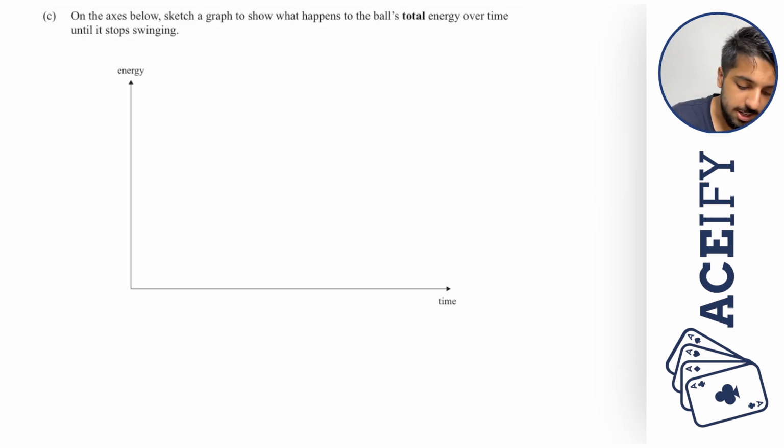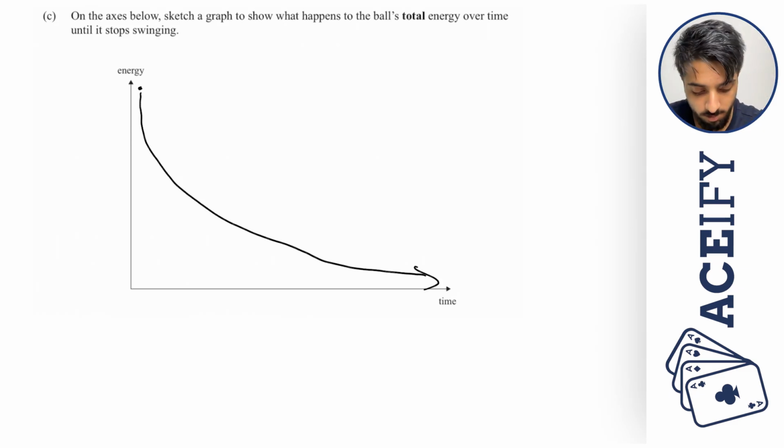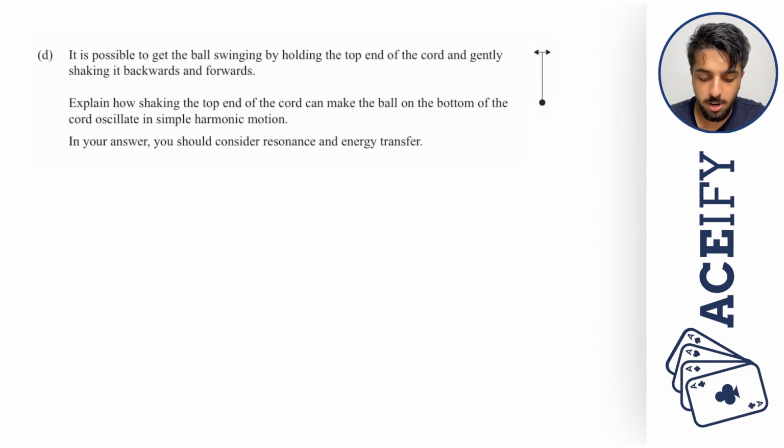So energy initially is max, and then it has a slow decay to nothing. It is possible to get the ball swinging by holding the top of the cord and gently shaking it back and forward. Explain how shaking the top of the cord can make the ball at the bottom of the cord oscillate in simple harmonic motion. In your answer, you should consider resonance and energy transfer.